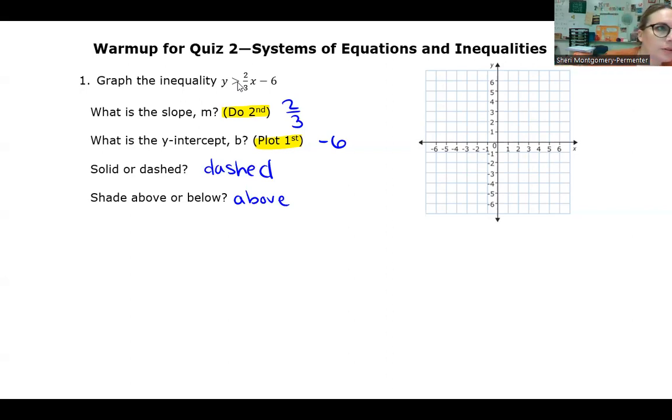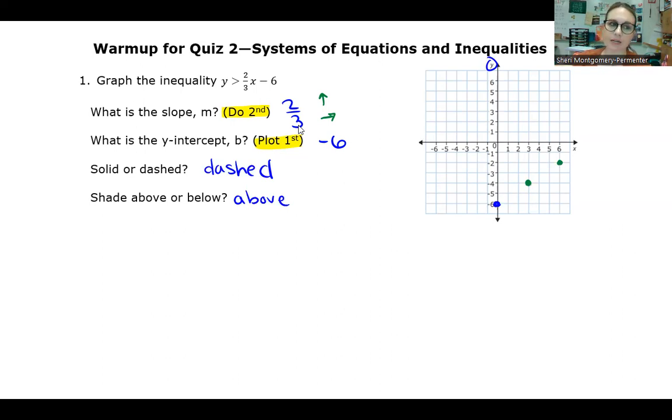So the first thing that I'm going to do is go plot that y-intercept. The y-intercept is going to be along the y-axis. The y-axis is right here. So I'm going to go down to -6 and I'm going to put a point. So my rise over run, I'm going to go up 2 and then to the right 3. Always to the right first. Once we make a pattern to the right, we can go to the left. So I'm going to go up 2 and then over 3 and make a point. I'm going to do that again.